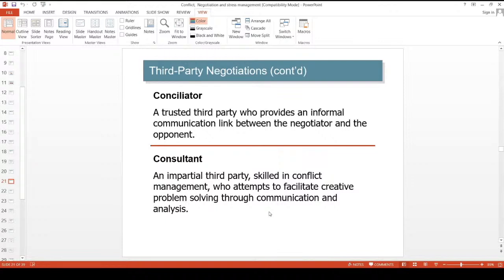Then another approach is termed the consultant. It is an impartial third party skilled in conflict management who attempts to facilitate creative problem solving through communication and analysis. Now, this is a more formal process in which we involve a consultant who is an expert in resolving conflict or who knows about conflict management. He is involved to resolve the conflict and to initiate the negotiation process between the different parties. In this process, there is also a third party, but that is more expert in conflict management and attempts to facilitate creative problem solving through communication and analysis. So that is the process of negotiating and resolving conflicts between two different parties.